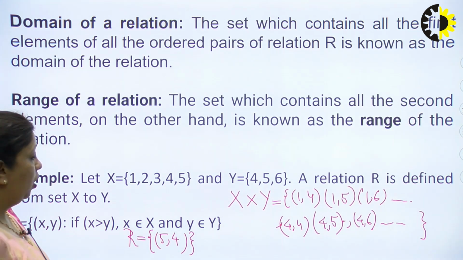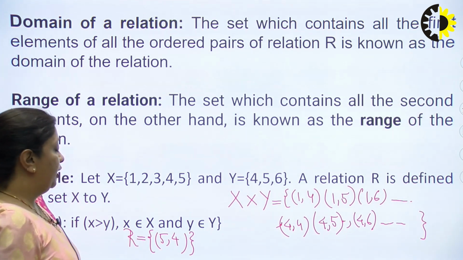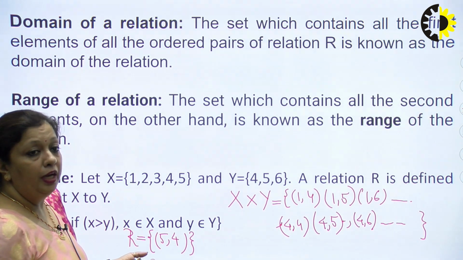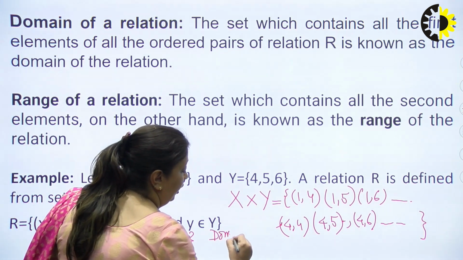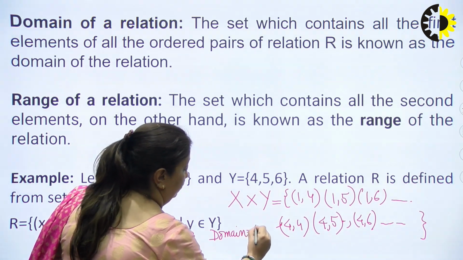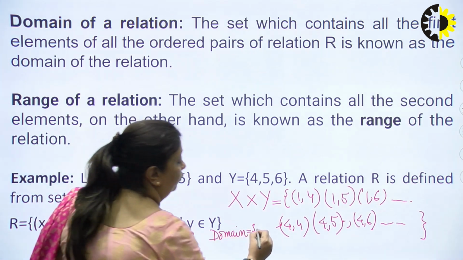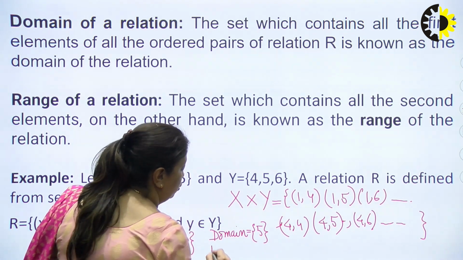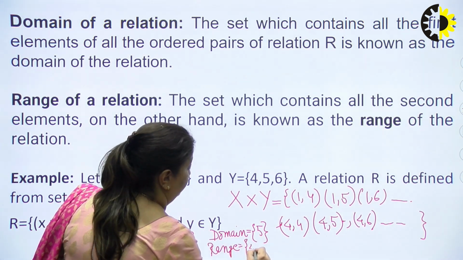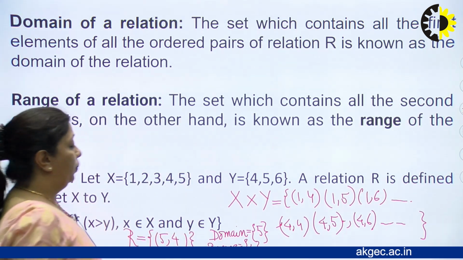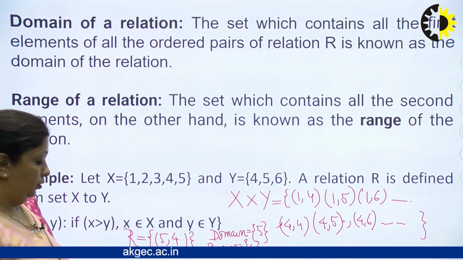Now, for this particular example, if I talk about the domain and range of this relation: for domain, you have only one element here, which is nothing but 5. And for range also, you have a single element here, which is 4. So, this is what is domain and range.